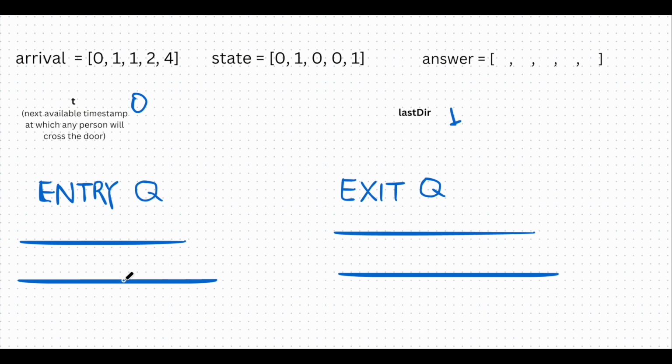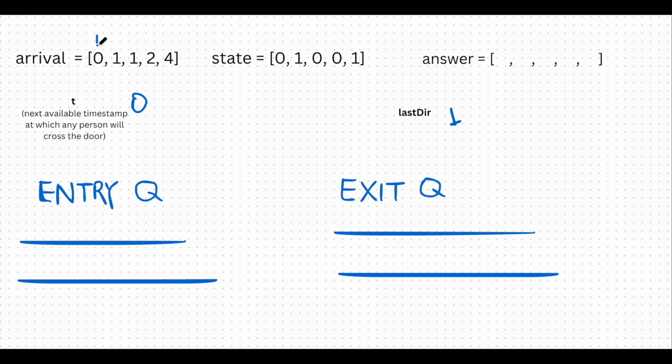The idea is that as we traverse the arrival array from left to right, we store the potential candidates which can pass through the door at time t, and as we come across a person whose arrival time is greater than this time t, we wait, and from these queues we choose the best potential candidate based on the last direction variable. So let's do a dry run.